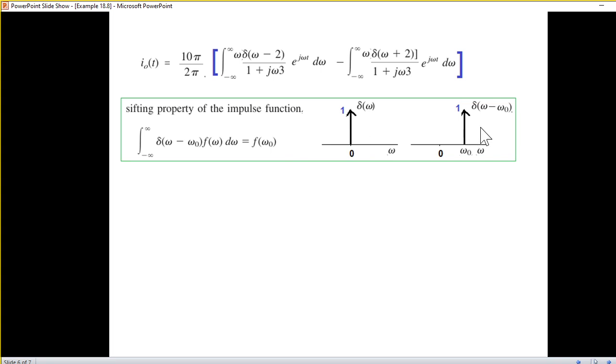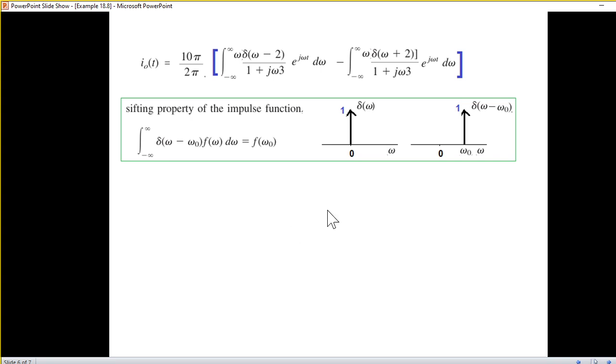Now when we shift this function to a place called omega naught, at this place the signal will have a value 1, and at all other places it will have value 0. So this function is 1 at only this point, and therefore f(omega) is also valid only at this point. So 1 multiplied by f(omega) at this point means actually f(omega naught).